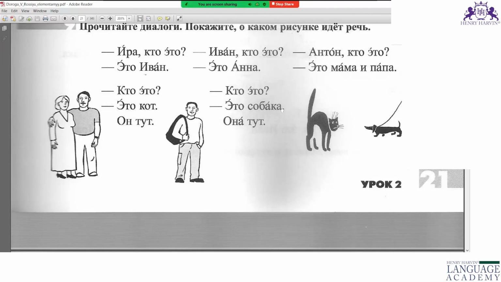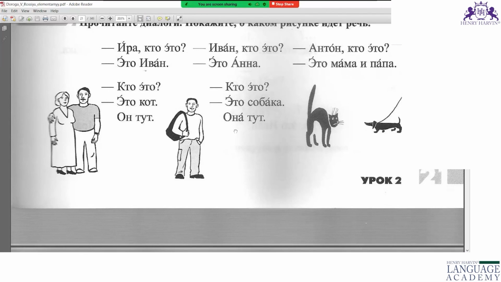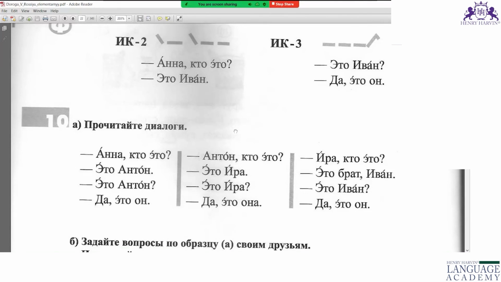Кто это? Это собака, она тут. Who is it, right? In English, you would say, what is it? Who is it? It's a dog, she is here. Because the word собака is feminine with ending "a", we say she, okay? Она тут. Okay?